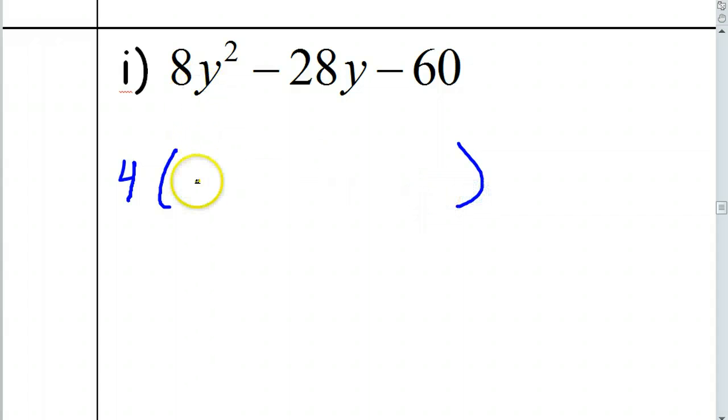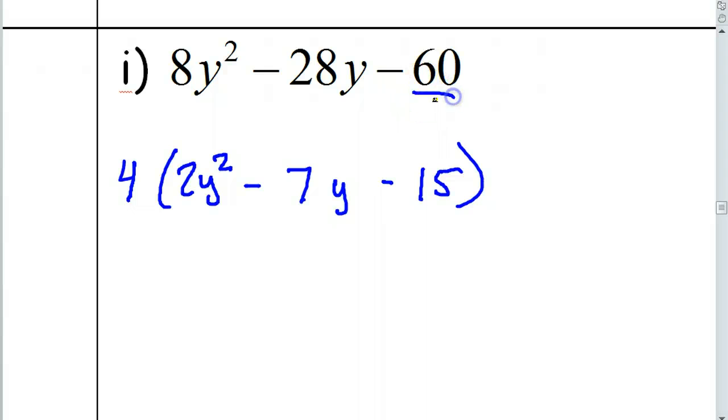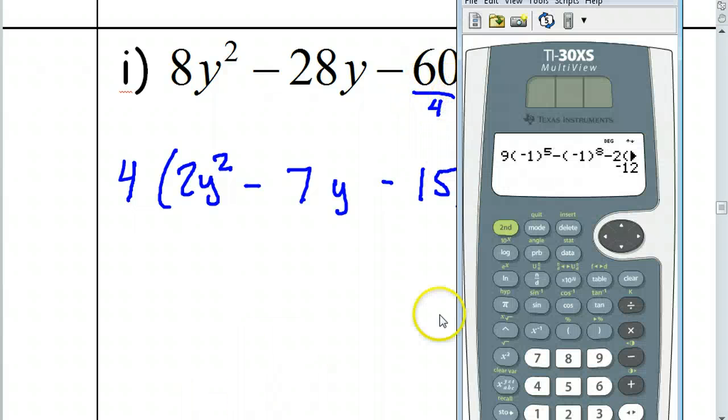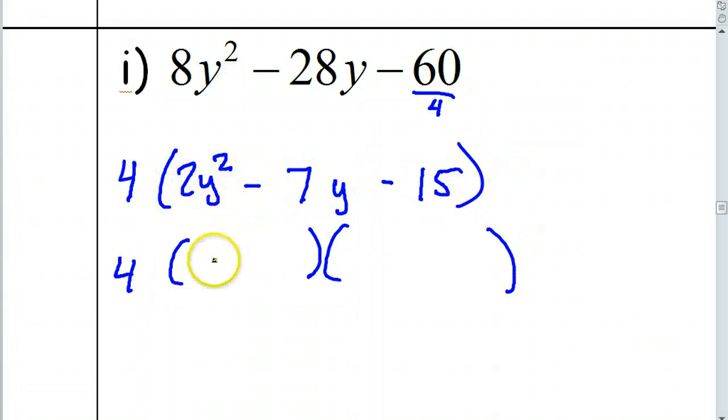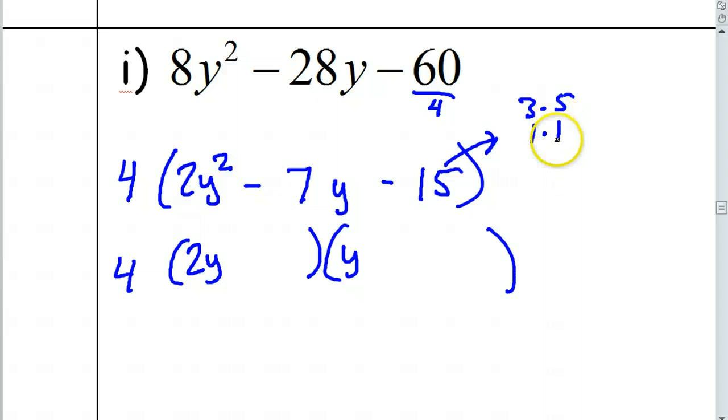Okay, so if I do that, then that's going to mean on the inside we will have 2y squared minus 7y minus 15. Okay, and if you're not sure, just do 60 divided by 4 on your calculator. That's 15. Okay, so we have this. So we're going to keep this 4, but we're going to go ahead and factor the rest of this down. So 2y squared can only factor as 2y times y. Meanwhile, 15 could either be 3 times 5 or 1 times 15.